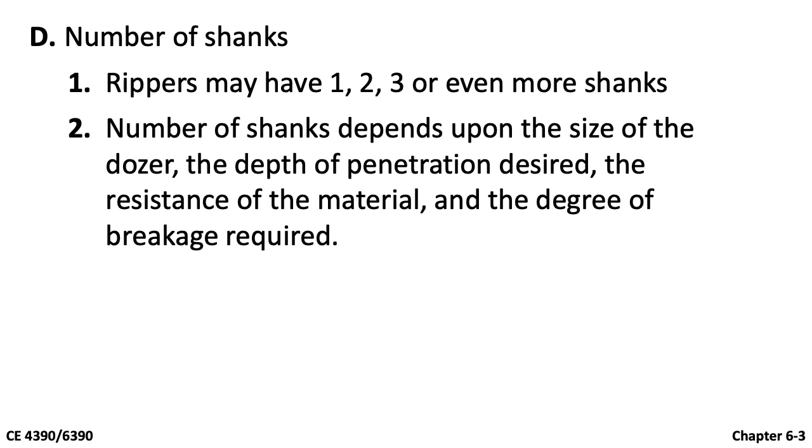Number of shanks is another important factor that determines the ripping production. Rippers may have 1, 2, 3 or even more shanks. Number of shanks depends upon the size of the dozer, the depth of penetration desired, the resistance of the material, and the degree of breakage required.